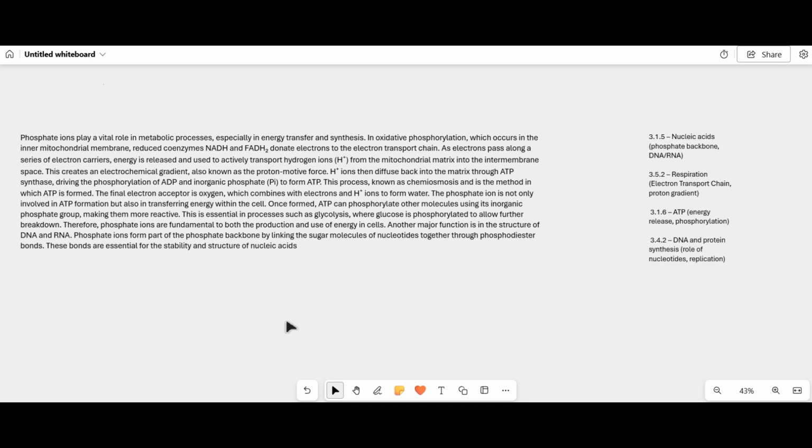Alright, cool. So now what you want to do is talk about how oxidative phosphorylation leads to ATP production, which is obviously going to be needed as energy for the whole body. So you need the ions of phosphate. So I can say that phosphate ions play a vital role in metabolic processes, especially in energy transfer and synthesis here.